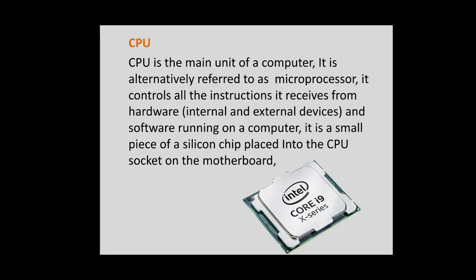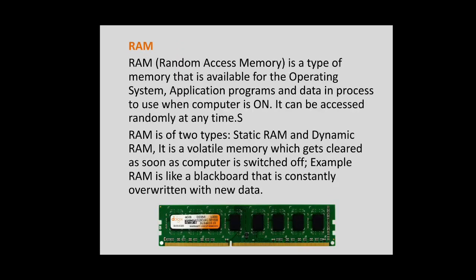CPU. The CPU is the main unit of the computer. It is alternatively referred to as a microprocessor. It controls all the instructions it receives from hardware, internal and external devices, and software running on the computer. It is a small piece of silicon chip placed into the CPU socket on the motherboard. So it is the main processor which is available on the motherboard. Like in this image, this is a Core i9 processor.